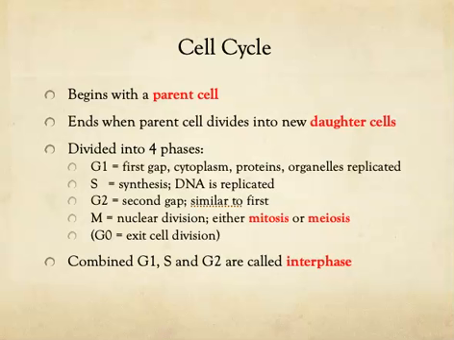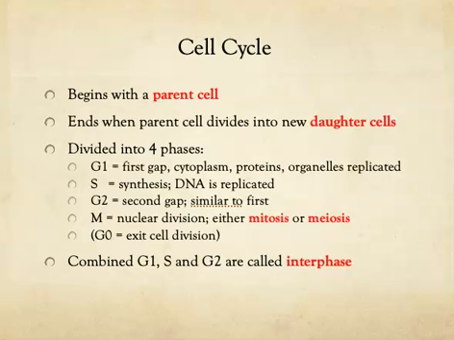Let's begin with G1. G1 stands for gap 1. This stage got its name because when the cell cycle was first being investigated in the laboratory, scientists noted that during certain stages, no activity could be seen in the cell underneath the microscope. The stages where nothing seemed to happen were called gap phases.